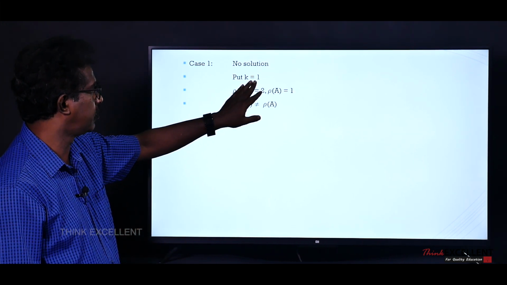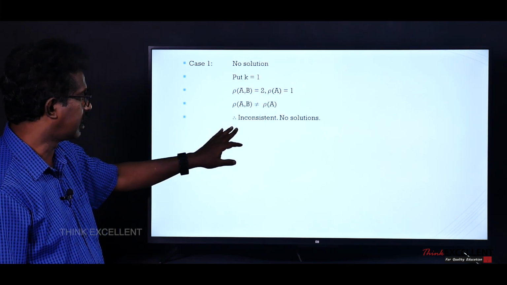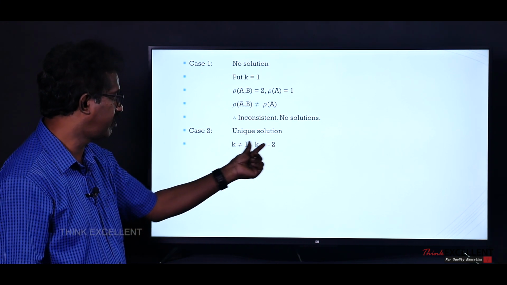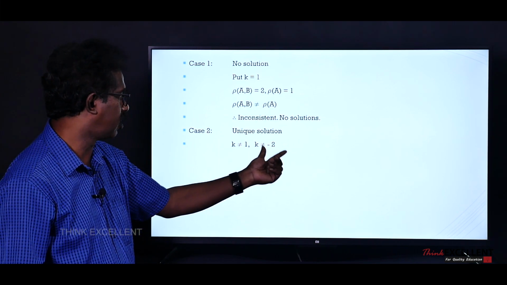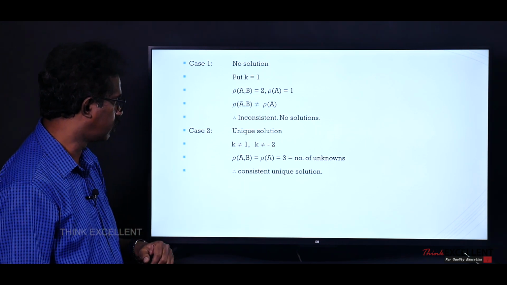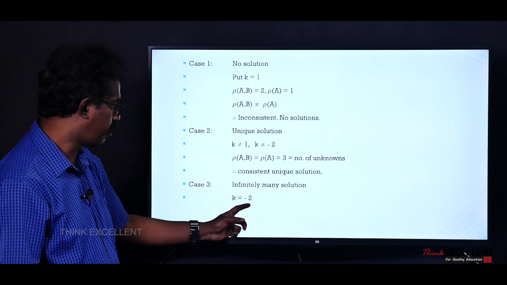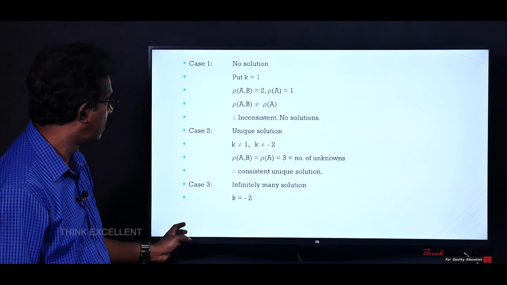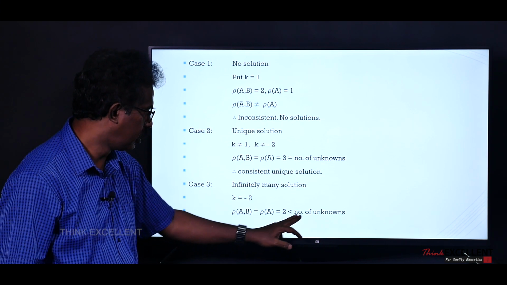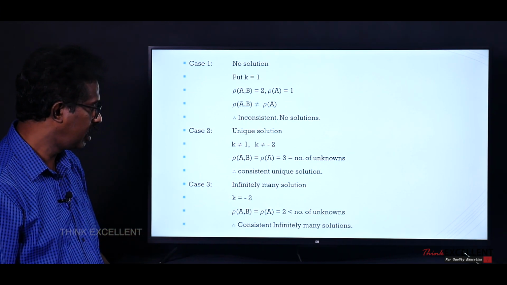First I explained when we put k equal to 1, these are the answers you are getting. Ranks are not equal, so inconsistent, no solution. Unique solution, I just explained, none of them is 0. So k not equal to 1, k not equal to minus 2. So ranks are 3 you are getting, equal to the number of unknowns, unique solution. And the last case that I explained first, when you put k equal to minus 2, one row is fully 0. So rank of AB and rank of A are 2, less than the number of unknowns. So consistent, infinitely many solutions.